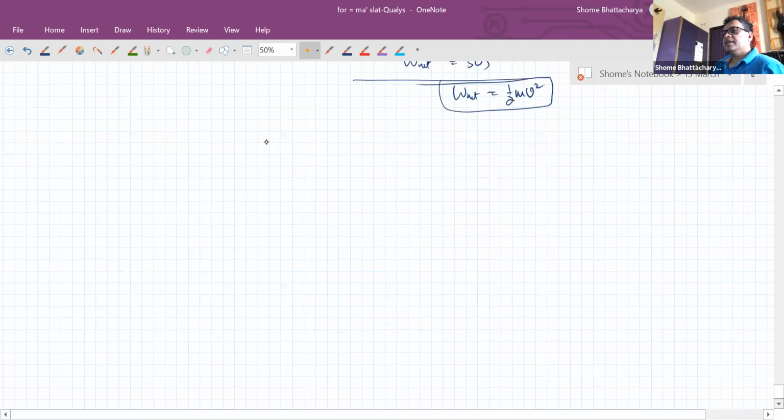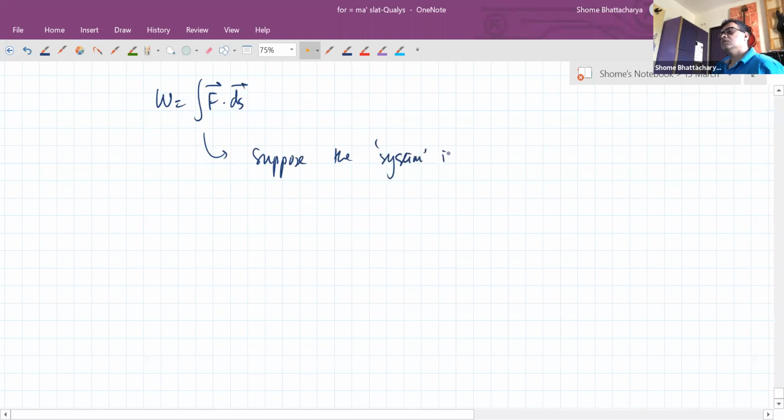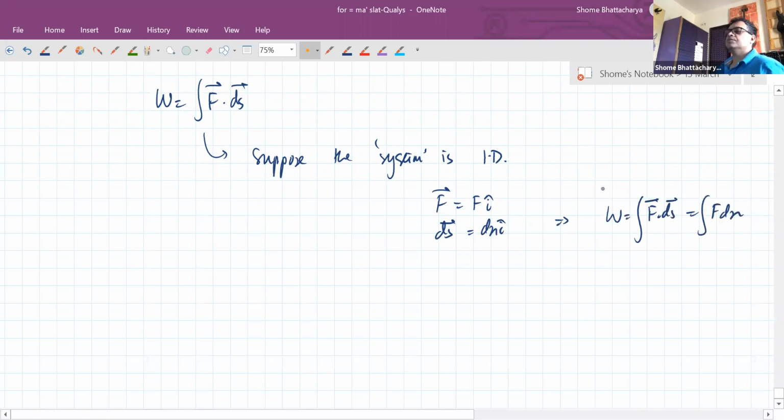Now next let's look at an example of the general definition of work done, integration F dot ds. In this also, suppose the system is a one dimensional system, so the force is also along x-axis and the displacement is also along x-axis. Then this dot product results in just F dx. So in a 1D system it becomes like this. Let's look at an example based on that.